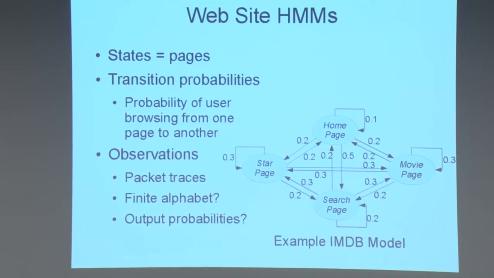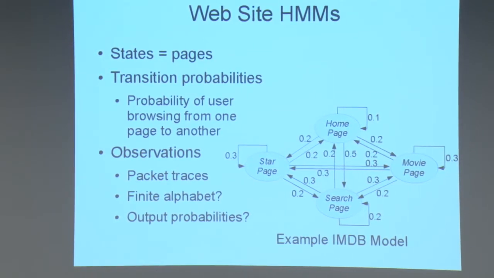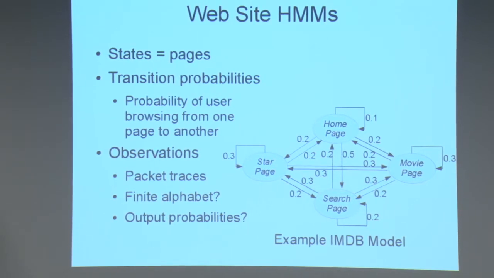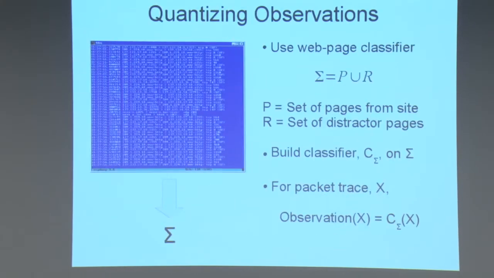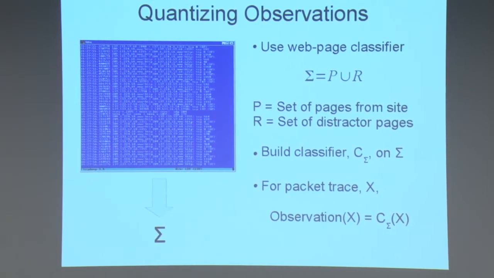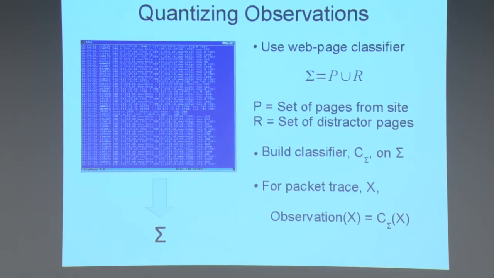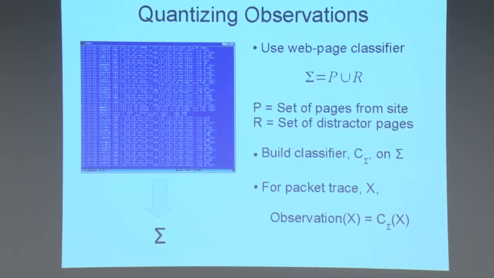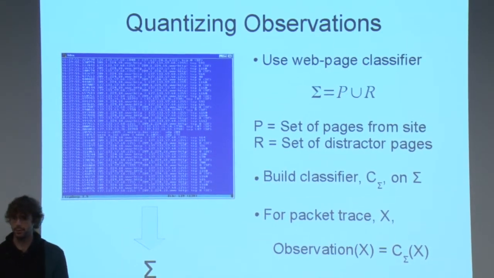But there is this problem that the traces, the observations that we have, are from this sort of infinite space of just packet traces. But in an HMM, the observation is supposed to be just an element of a finite alphabet. So we have to make a connection there. Fortunately, it's easy to bootstrap from a closed world attack, like I just described earlier, into a classifier that can give you a mapping from packet traces down to a finite set of observations.